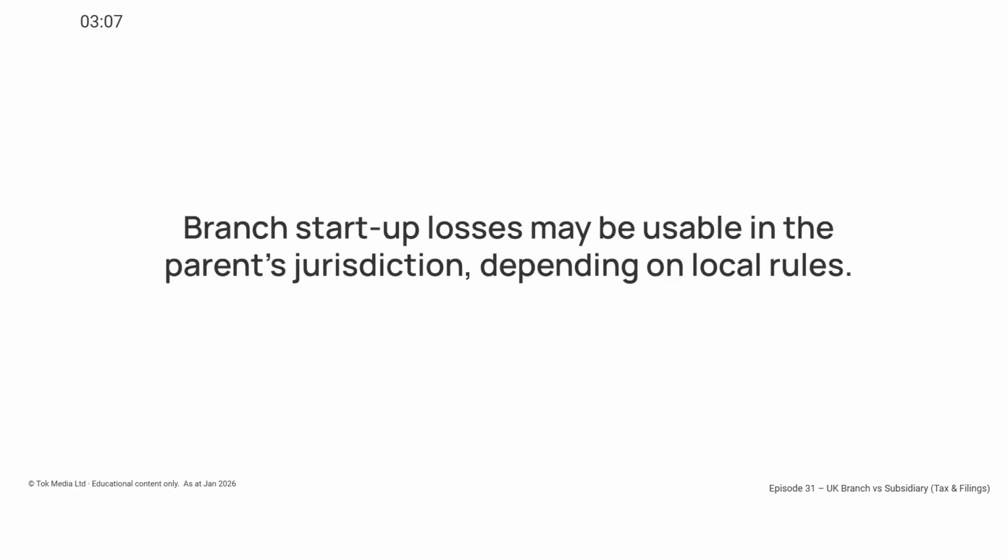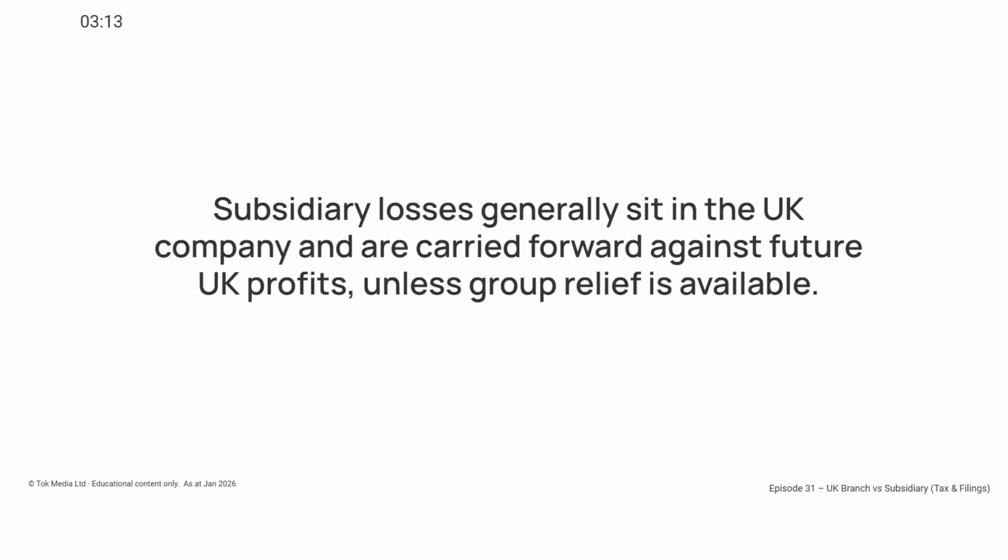Branch startup losses may be usable in the parent's jurisdiction, depending on local rules. Subsidiary losses generally sit in the UK company and are carried forward against future UK profits, unless group relief is available. Funding can also differ.